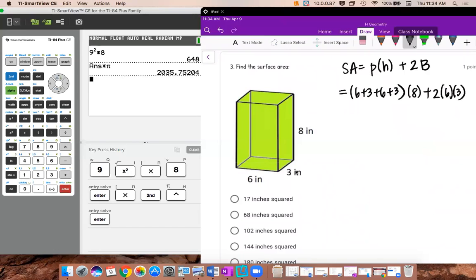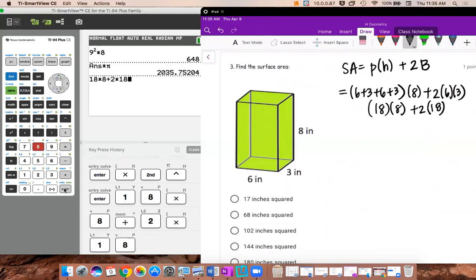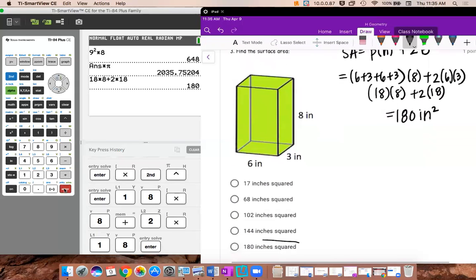Okay, so 6 plus 6 is 12, plus another 6 would be 18, times 8, plus 2 times, and then 6 times 3 is 18. So then we just plug that in: 18 times 8 plus 2 times 18. And we get exactly 180 inches squared, because we're finding the surface area. So the answer for this one should have been 180 inches squared.